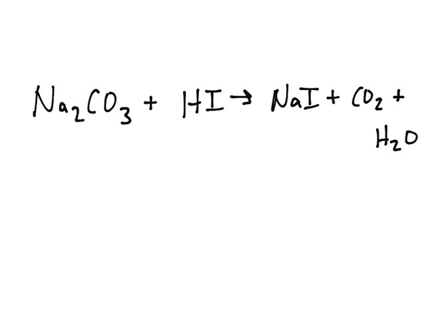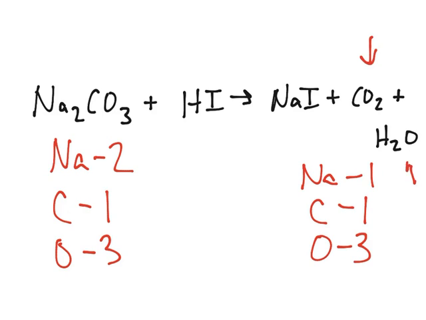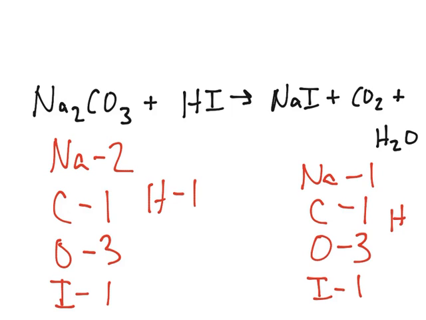Okay, so in this next equation, you'll have to forgive me, I ran out of room on the right side, but we have 2 sodiums on the left and only 1 sodium on the right. Let's write this down: 2 sodiums on the left, 1 on the right, 1 carbon on the left and 1 carbon on the right, 3 oxygens on the left and 3 oxygens on the right, because there's 2 here and 1 here, and 1 iodine on the left and 1 iodine on the right, and still yet 1 hydrogen on the left and 2 hydrogens on the right.